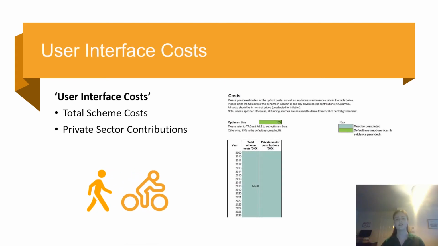The user interface cost spreadsheet is broken down into two categories, namely scheme costs and private sector contributions. At the top right corner on the user interface cost is located again the key, which gives guidance to the users regarding the sections where input is required. The values which need to be completed are the total scheme costs and the private sector contributions. The only default assumption which could be changed, provided evidence, is the optimism bias, which is set to 15%.